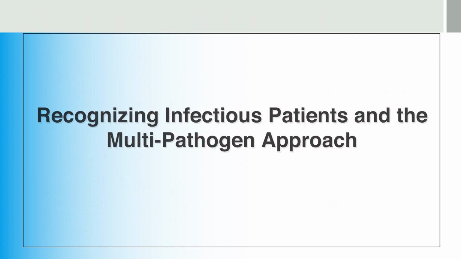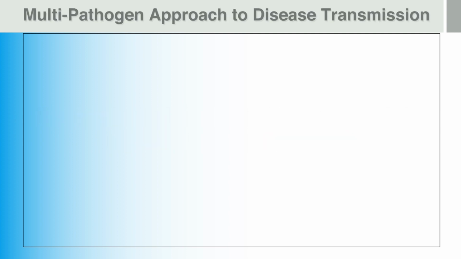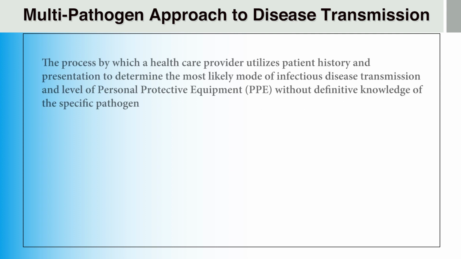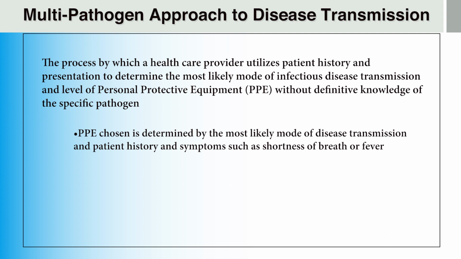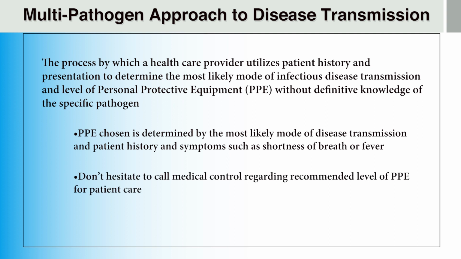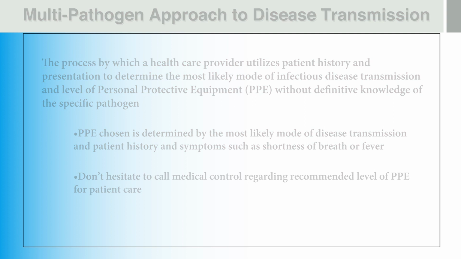We will now discuss methods to recognize infectious patients and using the multi-pathogen approach. The multi-pathogen approach is the process by which a healthcare provider uses patient history and presentation to determine the most likely mode of infectious disease transmission and the level of personal protective equipment needed. This is performed without knowing the specific pathogen. Don't hesitate to call medical control regarding recommended levels of PPE for patient care.